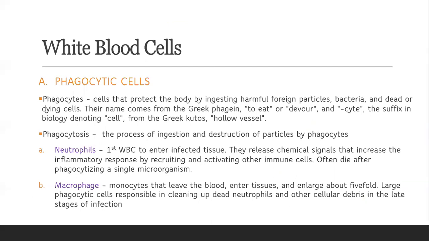So phagocytic cells. So phagocytes, cells that protect the body by ingesting harmful foreign particles, bacteria, and dead or dying cells. So phagocytosis is the process of ingestion and destruction of particles by phagocytes. So example of WBCs are the neutrophils and our macrophage.